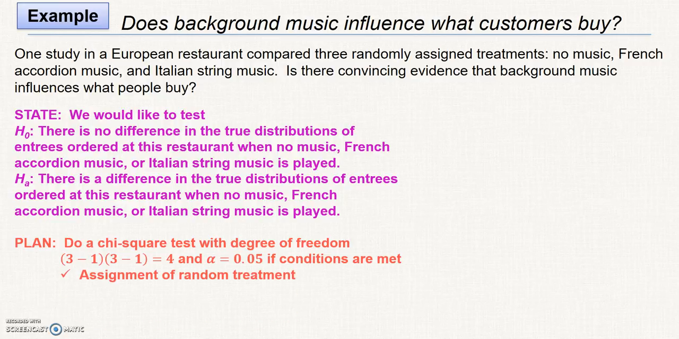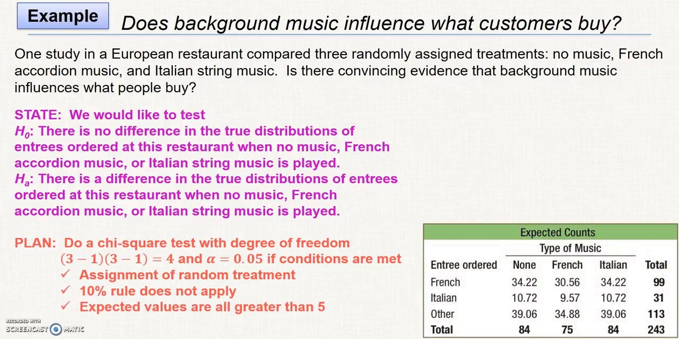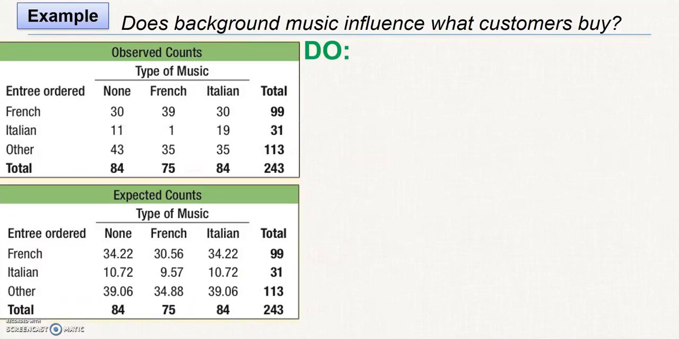So this was an experiment. Assignment of random treatment was explained in the introduction to this. The 10% rule, therefore, does not apply because we did not sample. And all of our expected values are greater than 5. Again, they want to see the expected values. Okay, so let's go to the do.